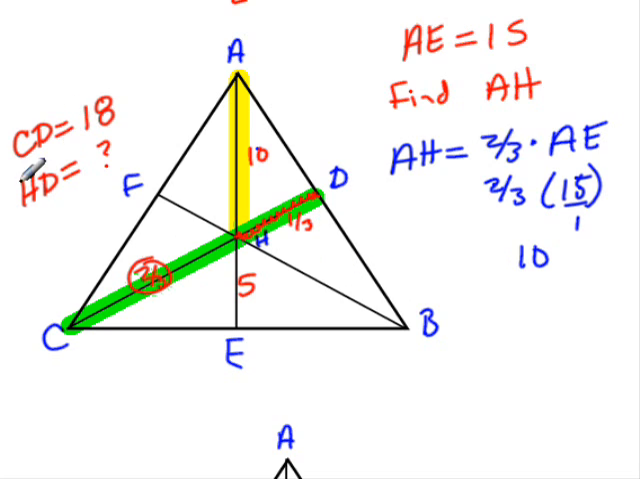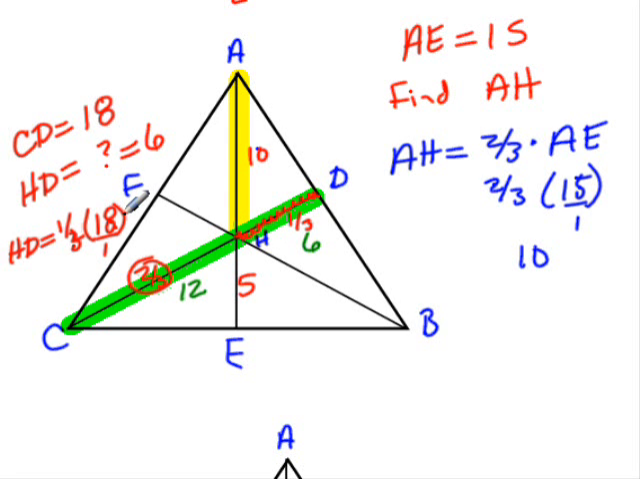So therefore, in order to find HD, HD is going to be 1/3 of 18. Now, since it's 1 times 18 divided by 3, because we're multiplying straight across, 18 divided by 3 gives us 6. So HD is 6 units. And if HD is 6, then if we did our math, CH would be 12. 12 plus 6 gives us 18.